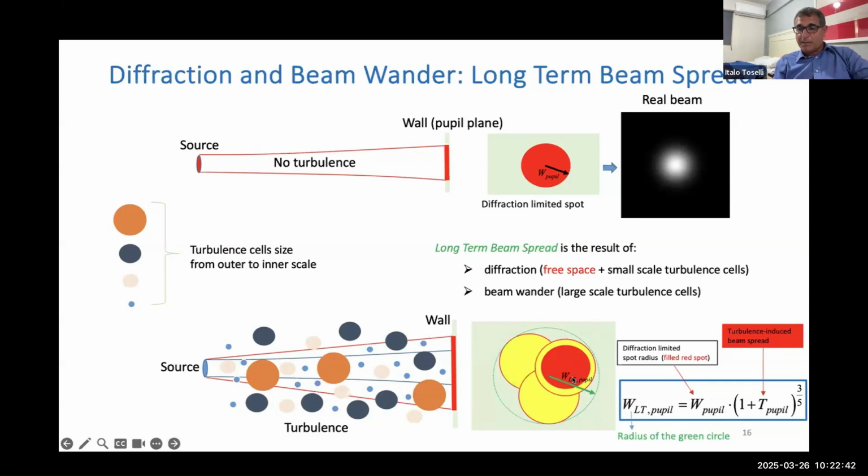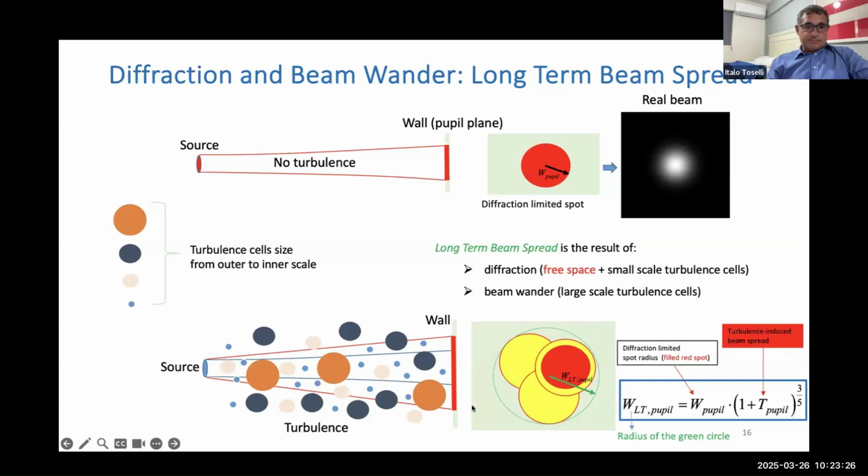So in the end, you're going to have, for example, the spot size, we call it the long-term beam spread, which is now not only given by the spot radius that you have when you don't have turbulence, so only by diffraction, which is called W pupil. Let me move here, otherwise I don't see. I put pupil because here we are not in the focal plane. This is analysis at, let's say, a distance L. And then we have this term T, which is basically related to turbulence. It's the spread due to turbulence.